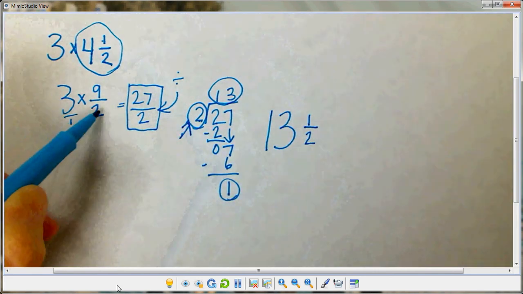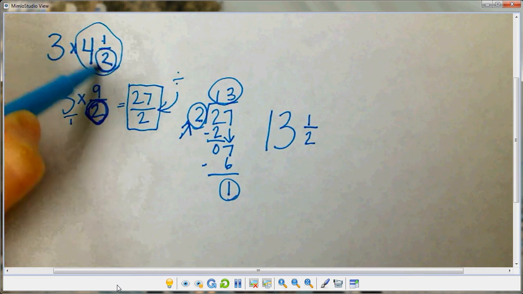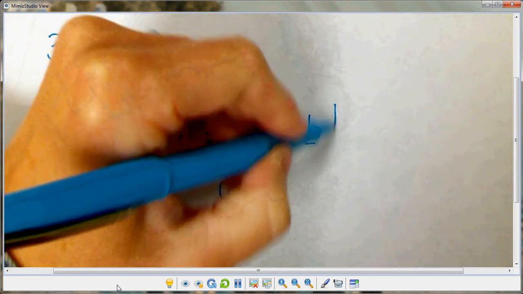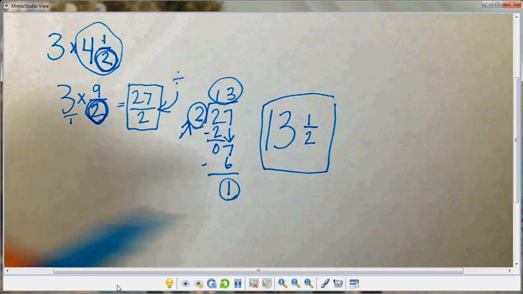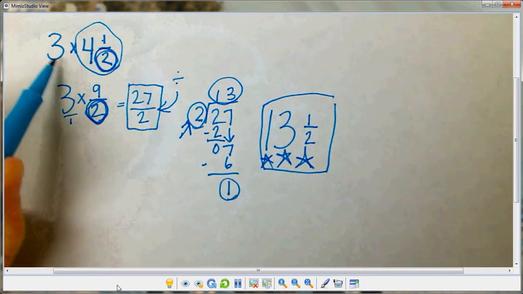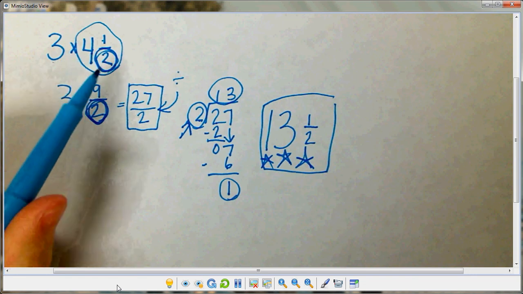And also, you know that you have it correct if it matches your denominator from the beginning of the problem, because denominators always stay the same. So 13 and 1/2 will be your final answer for your problem that you started with way over here. 3 wholes times 4 and 1/2.